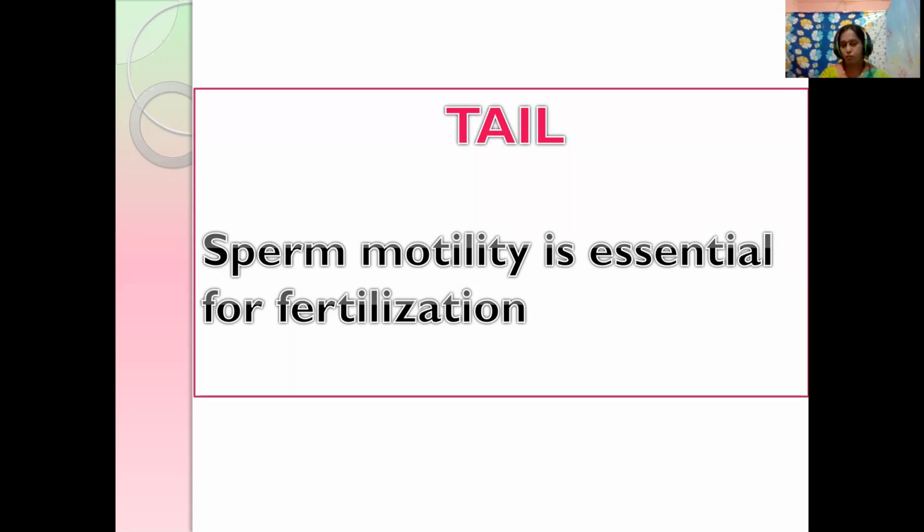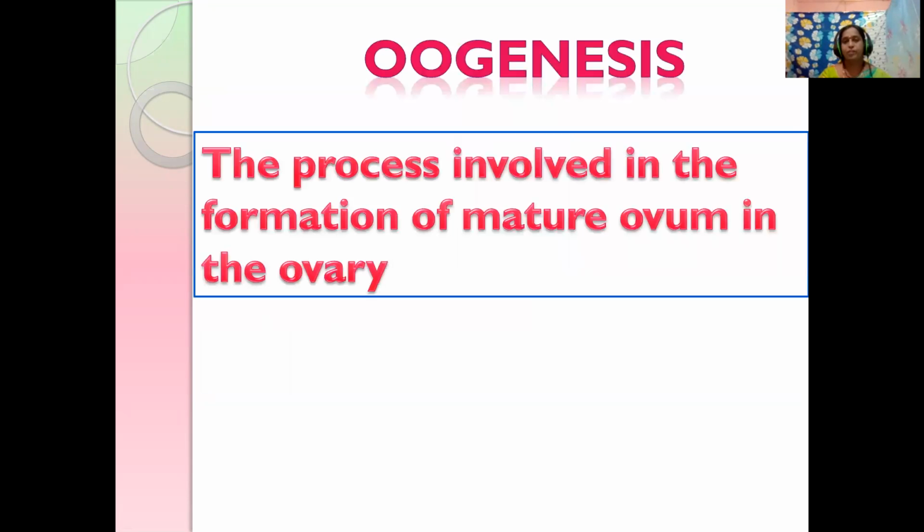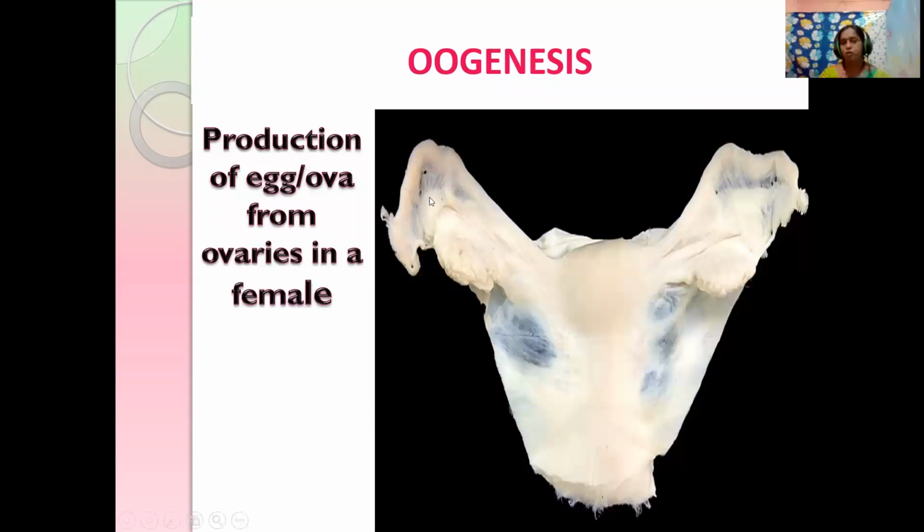So till now, students, I have briefed the spermatogenesis process. Let's see oogenesis. What is oogenesis? The formation of the egg is called oogenesis. Then where does the egg form? Eggs are formed in the 2 ovaries. They are present on either side of the uterus in the female reproductive system.